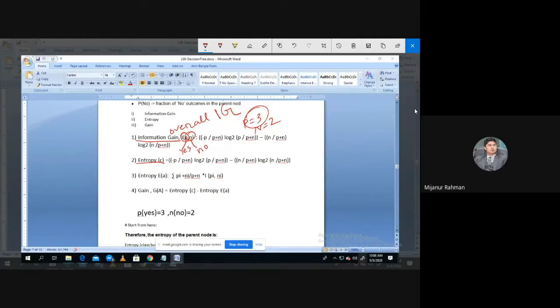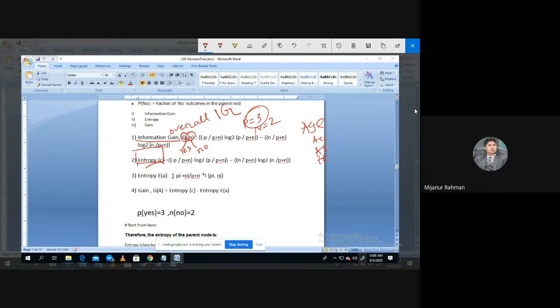This entropy is basically the attribute level entropy. Attribute means, suppose we have age. Age is a variable, and in this variable there are many attributes. I have shown you the different attributes.